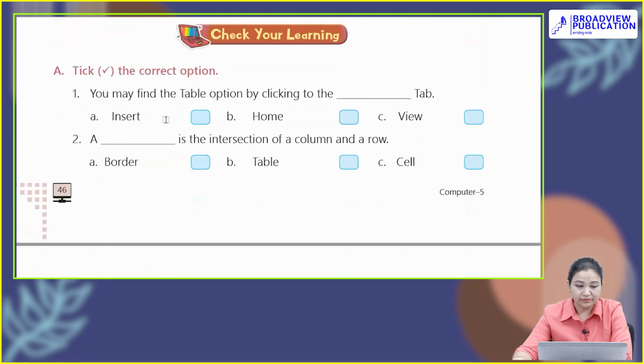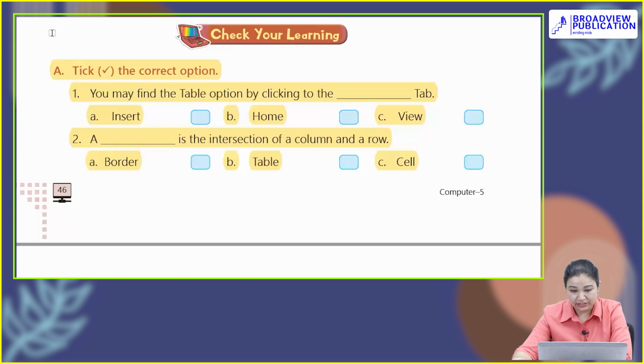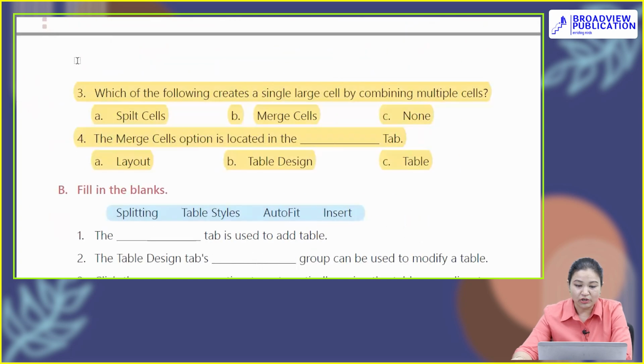Now check your learning. Choose the correct options. First, you may find the table option by clicking the insert tab. Second, a cell is the intersection of a column and a row. Third, which of the following creates a single large cell by combining multiple cells? The correct option is merge cells. Fourth, the merge cells option is located in the dash tab. So it is located in the layout tab.